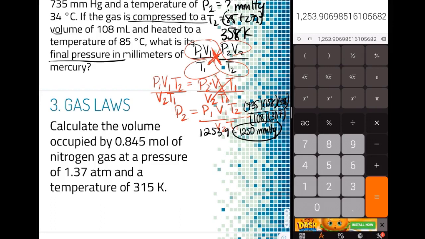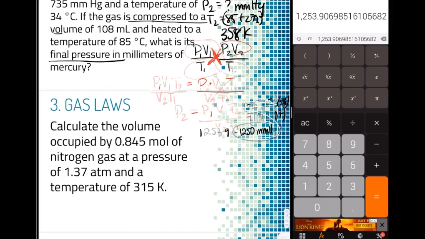All right. So that's how you would do a combined gas law problem. I'm going to clear this so we have a little more space, and I'm going to show you how to do a different type of problem. We're going to be doing lots and lots of practice with this in class. So just show you here how to do one type, and then we'll move forward.